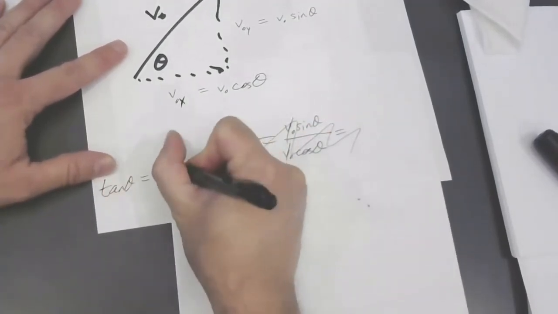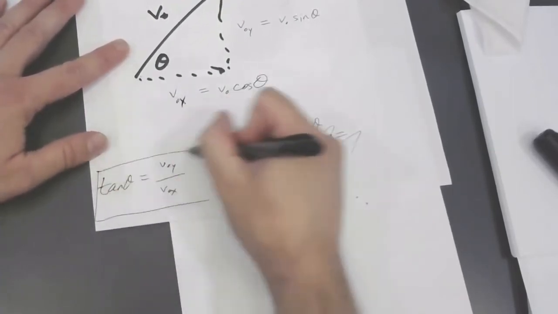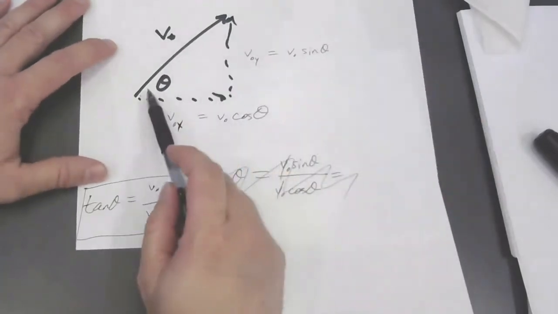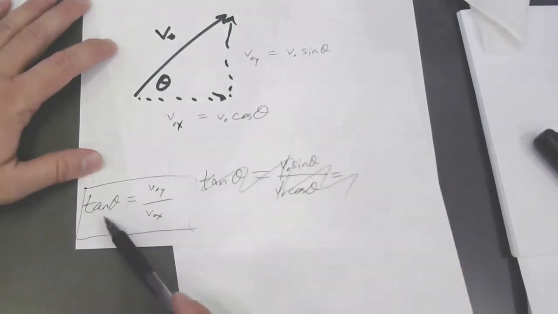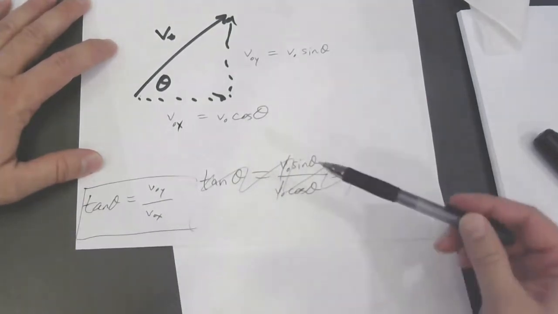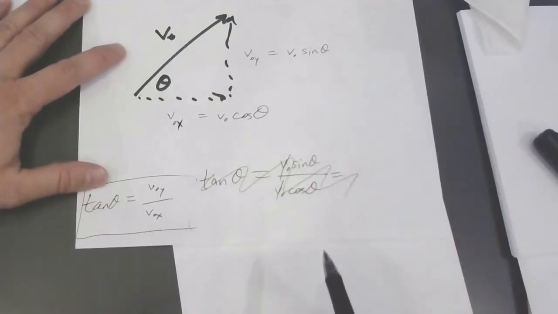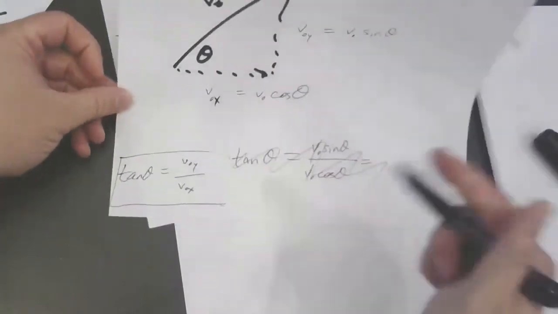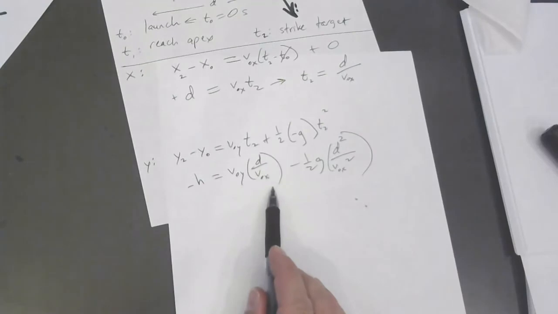Tangent of theta is v naught y over v naught x. Right? This is v naught y, which is the opposite side. This is v naught x, which is the adjacent side. Take the ratio of those two sides. By definition, that's the tangent of the angle. What I was about to do is recognize sine over cosine is tangent, rewrite it as tangent, and I get the equation tangent equals tangent. We already know that. Okay, so anytime you see this ratio, initial y velocity component over initial x component, that is the tangent of the launch angle. And I do see that here. So I'm going to rewrite that as the tangent of theta because we know theta.